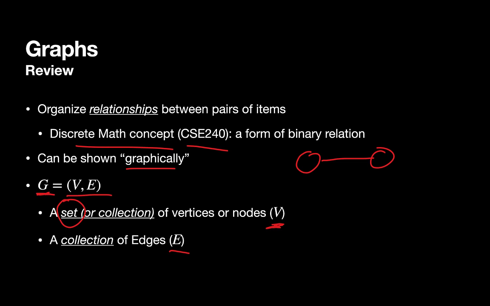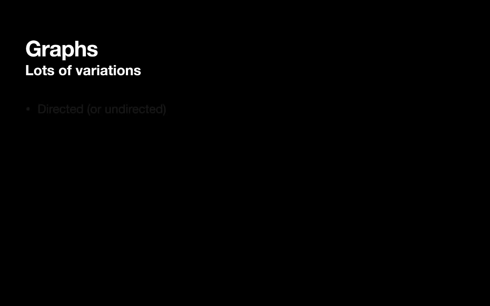The collection of edges are usually described based on the two vertices they connect. So every edge goes from one thing into another thing. Sometimes the ordering, the concept of from and to, is important. Sometimes it's not. Okay, so there are lots of different variations on graphs. So just a quick review, there's the concept of a directed graph versus an undirected graph. In a directed graph, the edges have a distinct start and end. In an undirected graph, they don't.